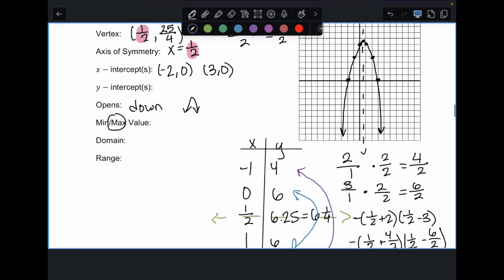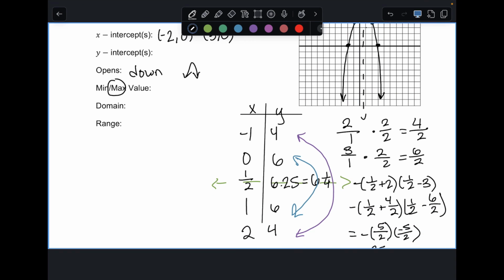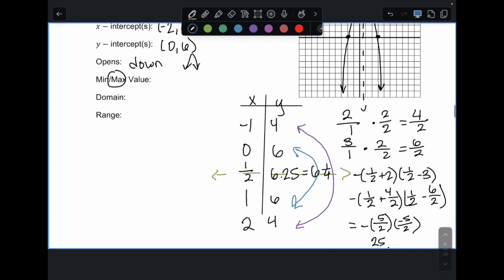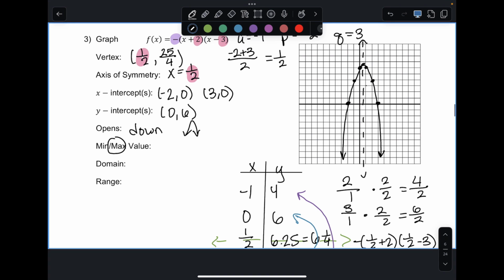My y-intercept, when x is 0, what's y? 6. So my y-intercept is 0, 6. We already said I have a max. What's my maximum value? How high does my graph get? 6.25. Or 6 1/4 or 25/4, whatever your heart desires is fine.